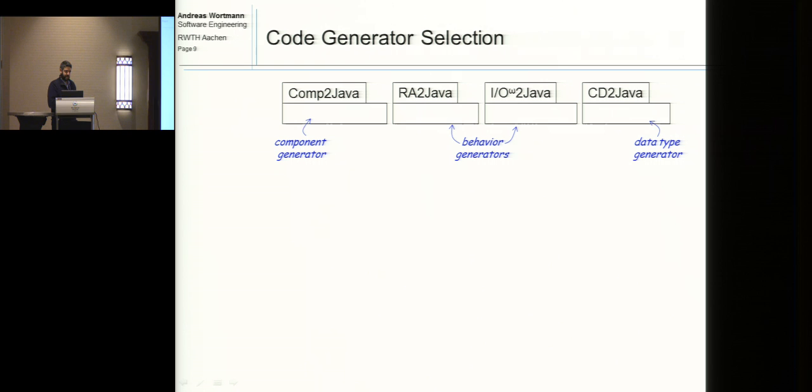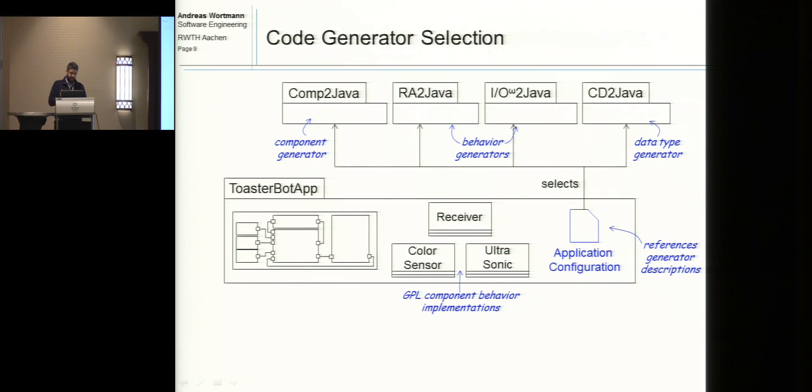And given 4 generators, 1 for component structure, 2 for behavior, 1 for data types, you plug these into your application project using so-called application configuration models. Basically, that's a set of generator names. And the semantics is that given your software architecture and your handcrafted implementations, you will apply the generator selection made in the application configuration to the architecture.